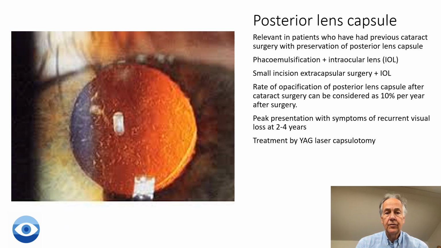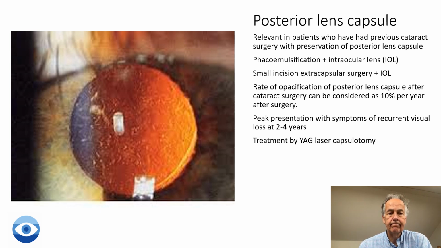Lastly, I just want to touch on the subject of posterior capsular opacification, or PCO, which can follow any cataract procedure leaving the posterior capsule intact. This can be phacoemulsification with lens implant or small incision extracapsular surgery with lens implant. The image here shows irregular regrowth of lens cells across the posterior capsule, causing loss of reading vision and glare symptoms.